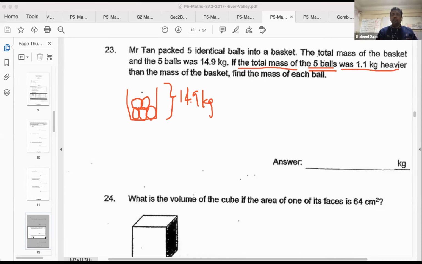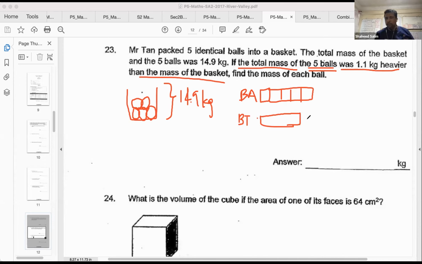Total mass of the 5 balls is 1.1 kg heavier. So how? Okay, I let one ball be 1 square. 5 balls, 5 square. Okay. This is the balls. Some basket. Basket BT lah. BTS lah. Some ball BA. Now the basket is 1.1 kg lighter. This whole thing is 14.9 kg.